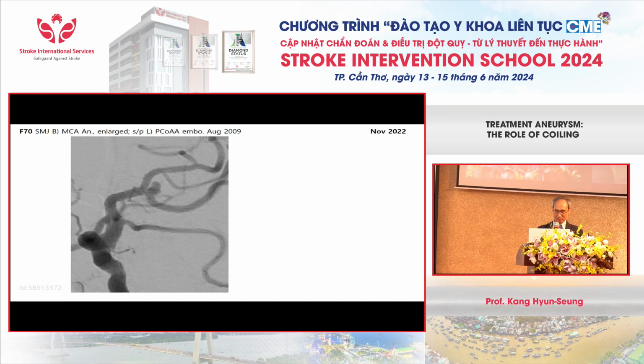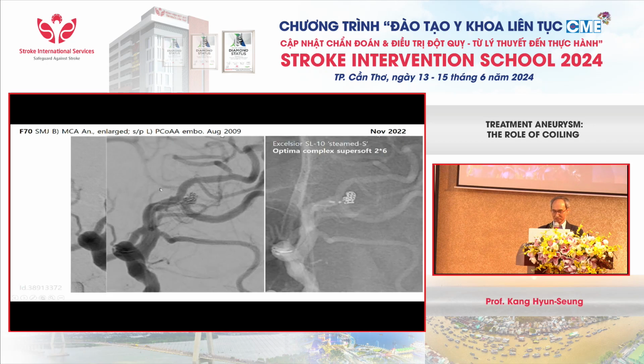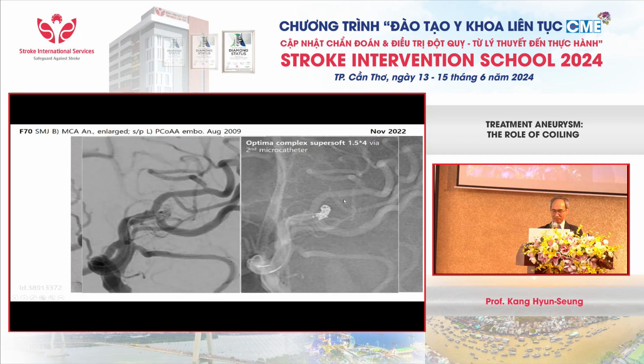This is another case, the MCA aneurysm with the daughter sac here. And I use the double microcatheter technique here. So I use the 2 microcatheters to fill the aneurysm. But during the treatment, we can see the protrusion of the coil loops into the inferior division of the MCA.